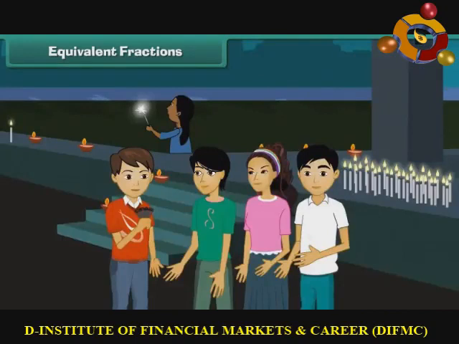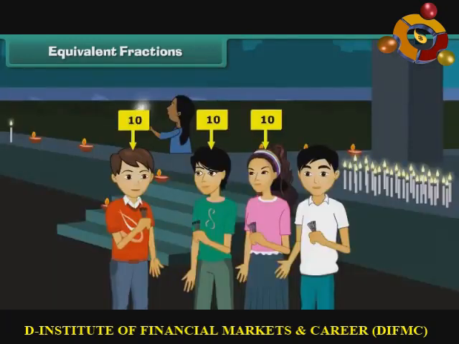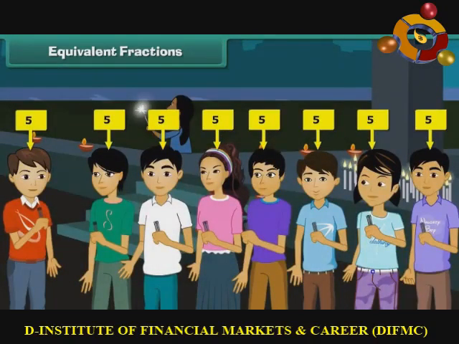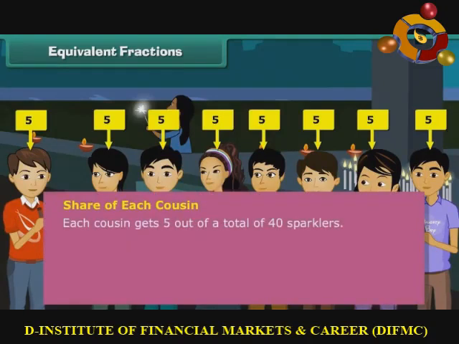Rishabh is celebrating Diwali with 3 cousins. He has 40 sparklers. He divides the sparklers into 4 equal groups of 10 each. Quite unexpectedly, 4 more cousins of Rishabh arrive to celebrate the festival with him. Now, Rishabh divides the sparklers among the 8 cousins, including himself, in less than a minute. Let us see how. Each cousin gets 5 out of a total 40 sparklers.